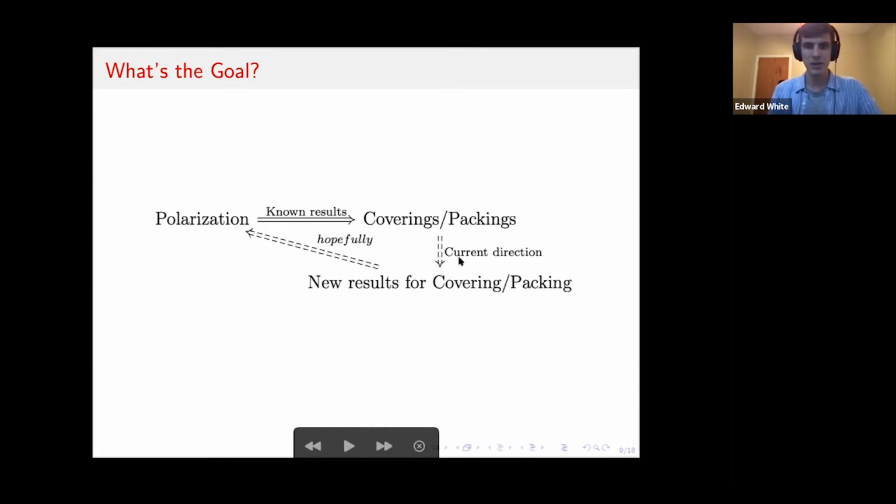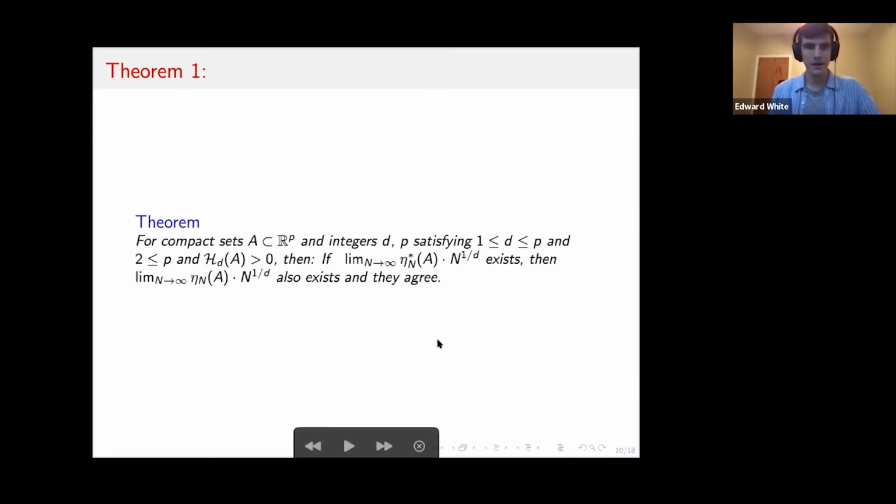And in this, we were able to extract a few things which do have some implications on polarization. And so I wanted to talk about those main results that we obtained for coverings and packings and a little bit on their implications. All right, so the main theorem that has implications, featured in a recent paper that we have on arXiv, is the following, which is an exact extension or replication of what is already known about polarization.